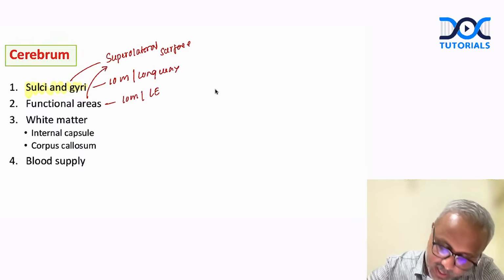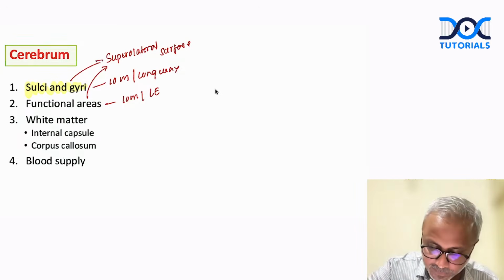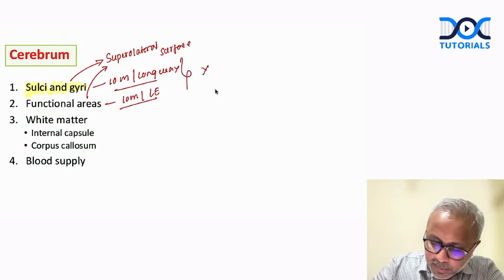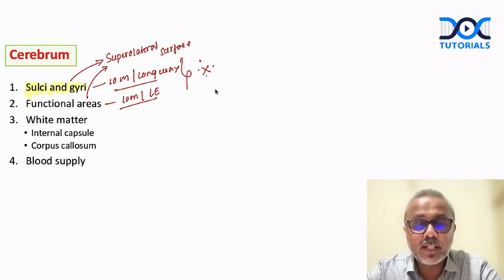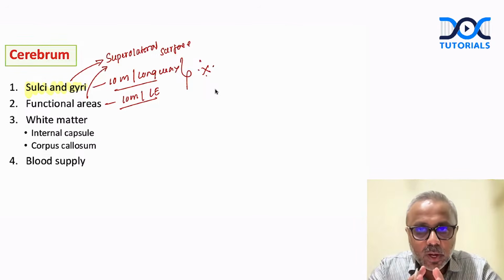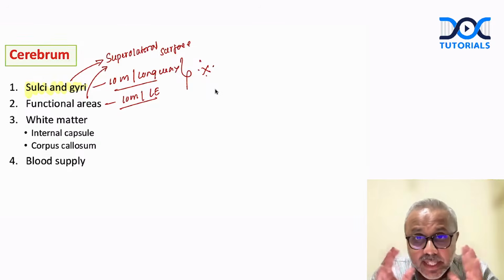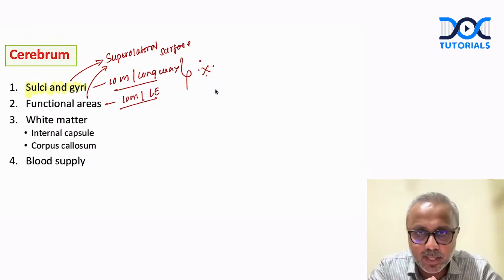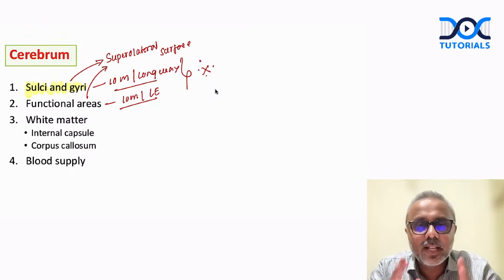The functional areas present on the superolateral surface of the cerebral hemisphere, these two, let's agree, are very important and most frequently asked long essay questions, right? You should be able to draw a simple diagram and show the sulci and gyri present in each of the lobes of the cerebral hemisphere, right? Similar to this, functional areas present in each of the cerebral hemisphere.